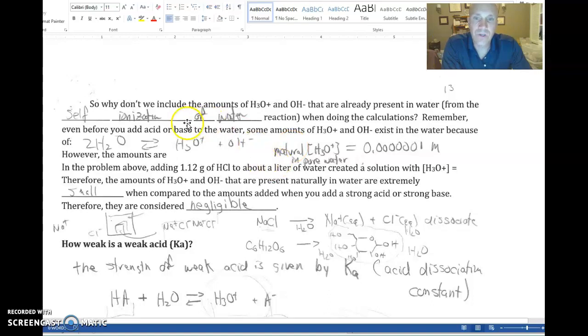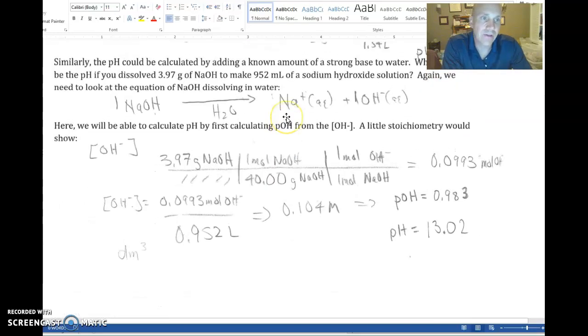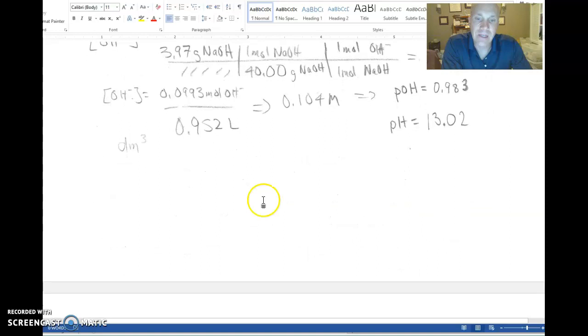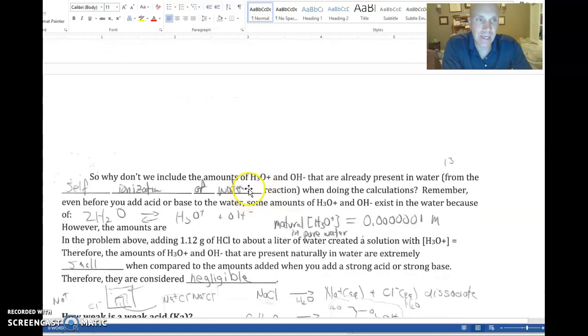Before moving on to weak acids, I just wanted to say one last thing about why we don't talk about the amounts of hydronium ion that are already naturally present in the water when we're calculating the pH after adding a strong acid. Even if you don't add any acid to the water, there's going to be some of this naturally there.